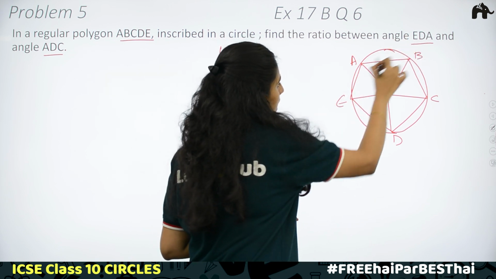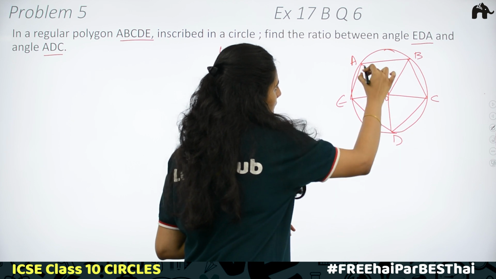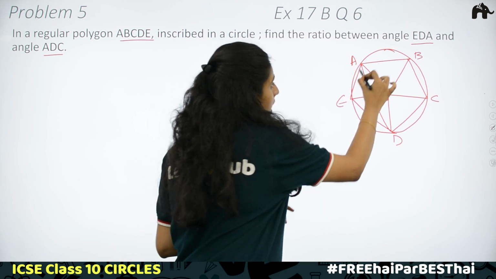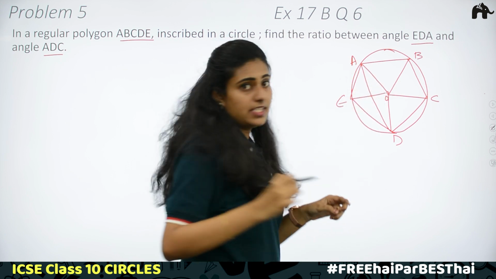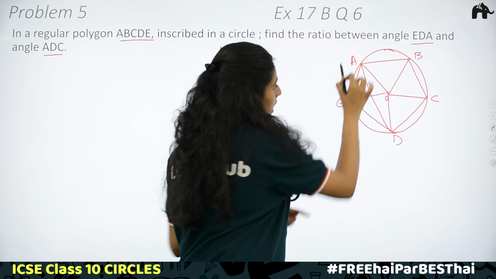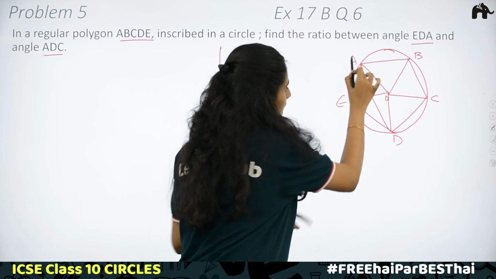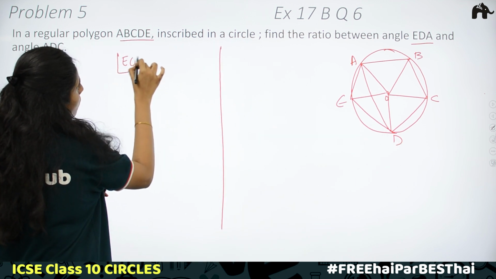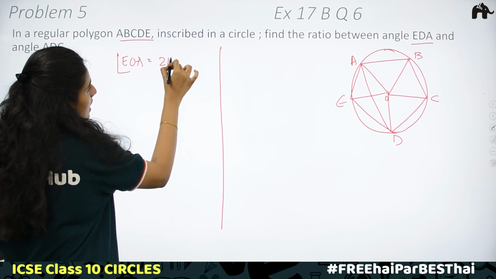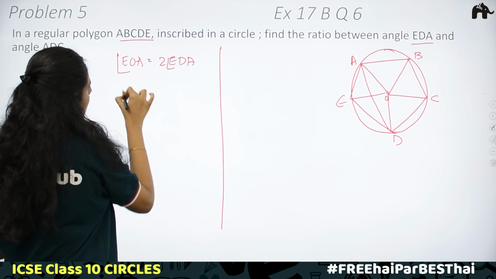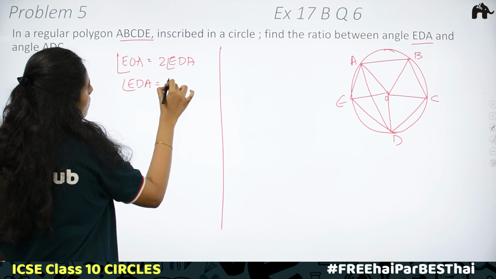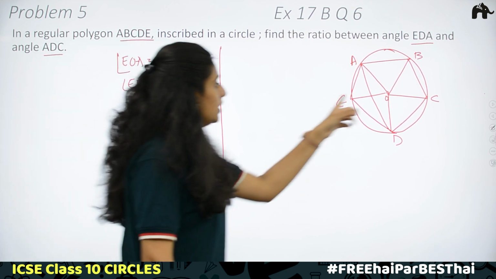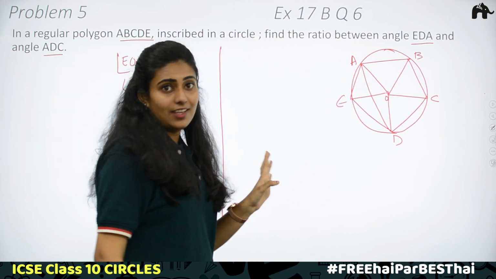Where do we have EDA? I'm drawing a line here. This angle is EDA. So, here this line EA subtends angle EOA at the center and EDA on the circumference of the circle. We will be having angle EOA equal to 2 times angle EDA, or angle EDA is equal to angle EOA divided by 2. But we don't know the value of EOA. How to find EOA?